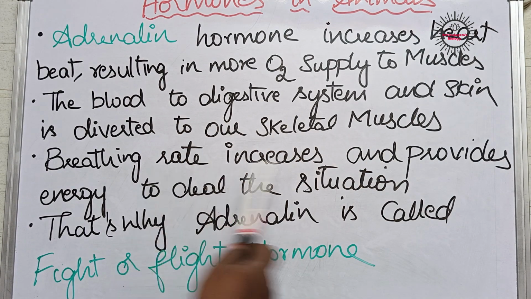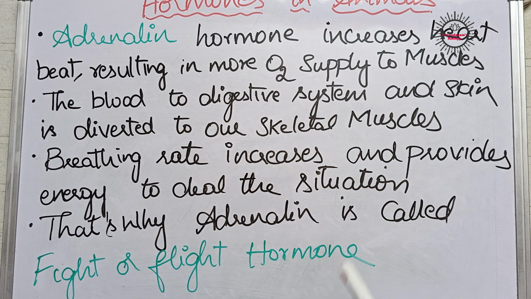And next, breathing rate increases. So breathing rate increases, so we will inspire more amount of oxygen into our lungs. As the heartbeat increases, that oxygen will be supplied to the cells to produce energy to deal with that situation. So whatever it may be, this adrenaline hormone gives so many changes in our body.